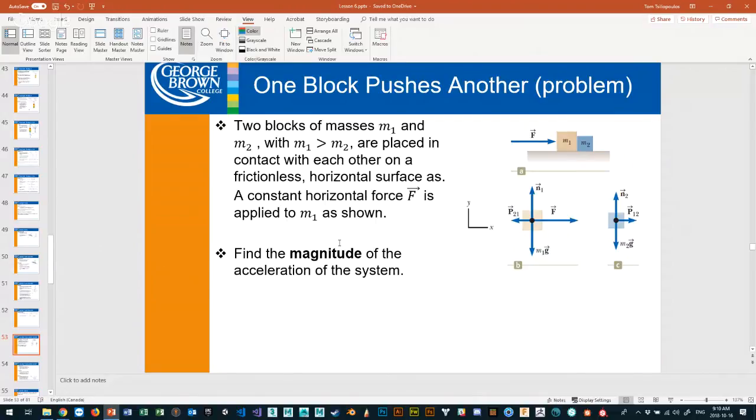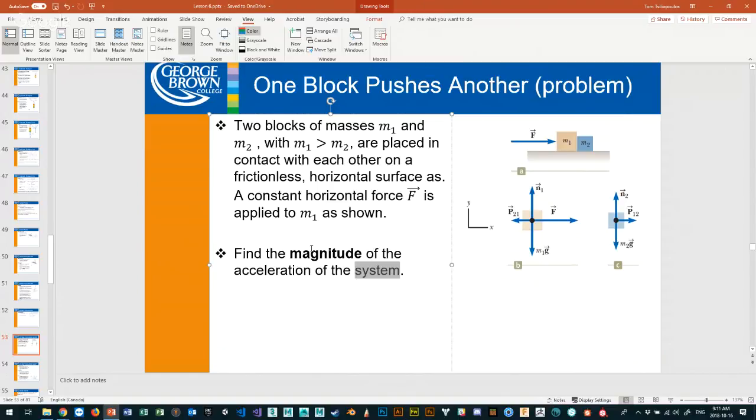There's one part that's frictionless, the top, and this part is the part on the bottom, right? In some ways, but blocks don't push each other here. So what happens when there's two blocks, mass 1 and mass 2, where mass 1 is greater than mass 2? They're placed in contact with each other on a frictionless horizontal surface, as you can see here. A constant horizontal force is applied on mass 1, as shown. Find the magnitude of the acceleration of the system.